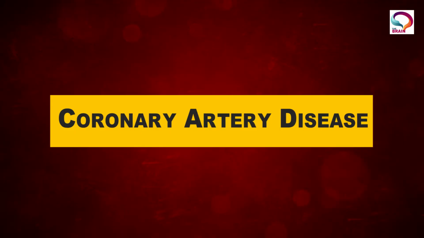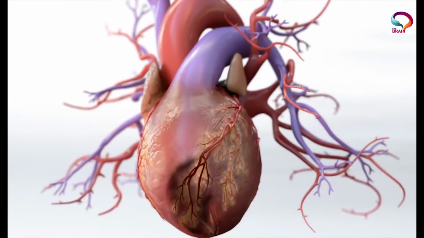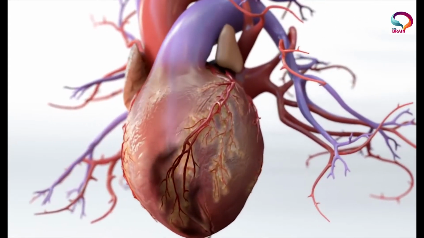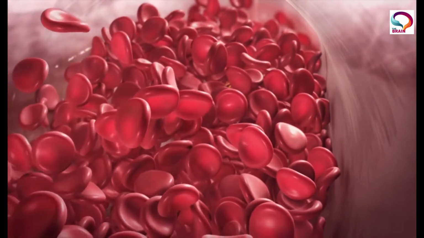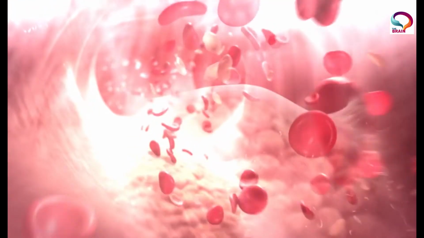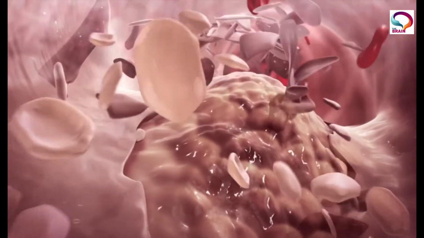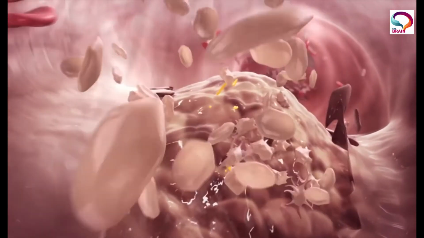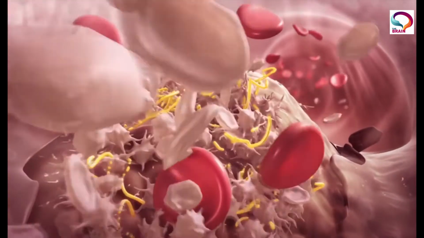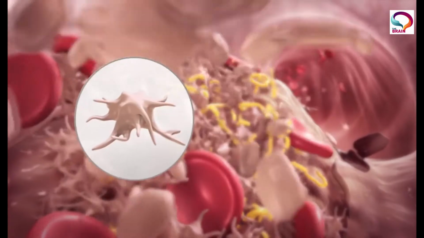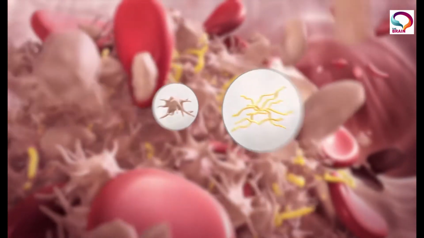Coronary artery disease. Coronary arteries supply the heart muscles with nutrients and oxygen by circulating blood. Coronary arteries can become diseased or damaged, usually because of plaque deposits that contain cholesterol. Plaque buildup narrows the coronary arteries, and this causes the heart to receive less oxygen and nutrients.